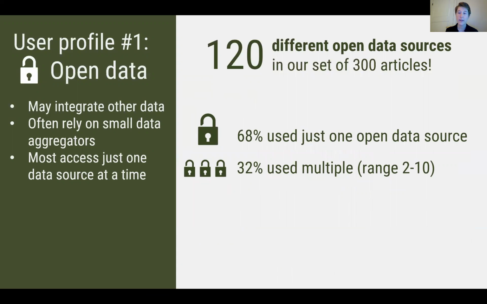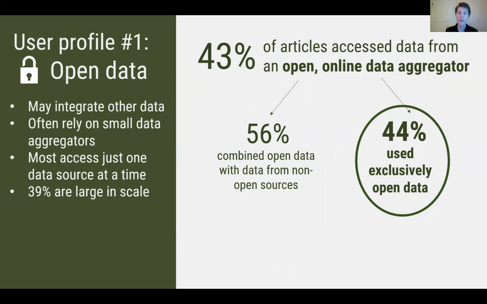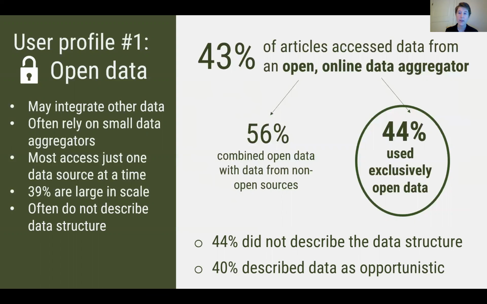About 2/3 of these articles use data from just one open source. And about 60% were small or regional in scope. Now we're going to shift focus briefly to look at the subset of articles that exclusively use data from open sources, did not combine it with data from other sources. Nearly half of these did not describe the structure of their data. 40% described the structure as opportunistic.